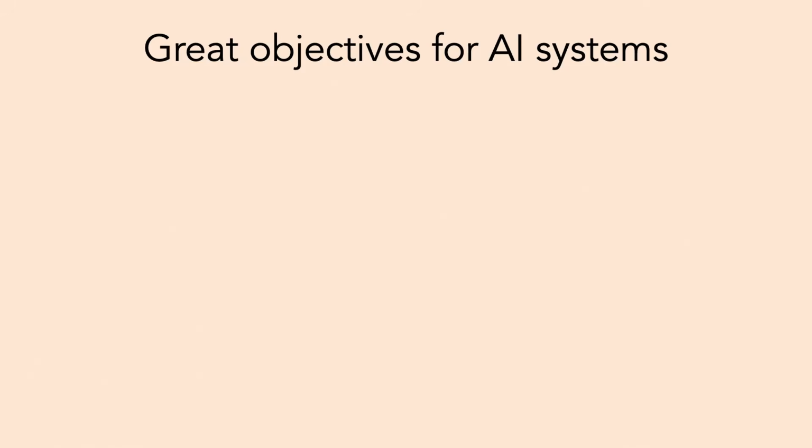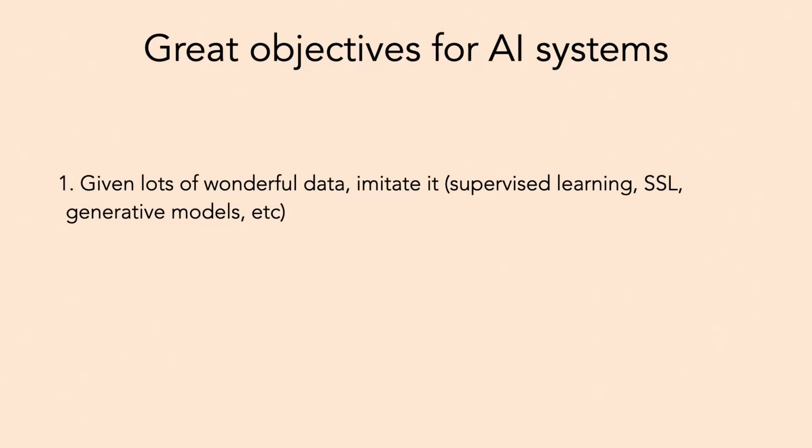OK, so what are the great objectives for AI? This class is almost entirely focused on just one, which is, given lots of wonderful data, just imitate it. OK, so this is supervised learning. This is generative modeling, maximizing the likelihood of the data under the model, right? Self-supervised learning, same thing.